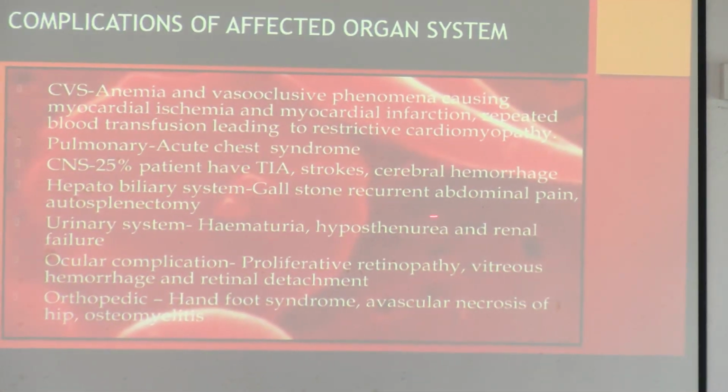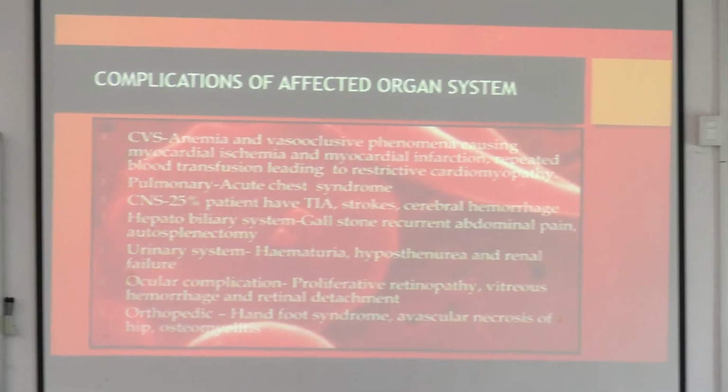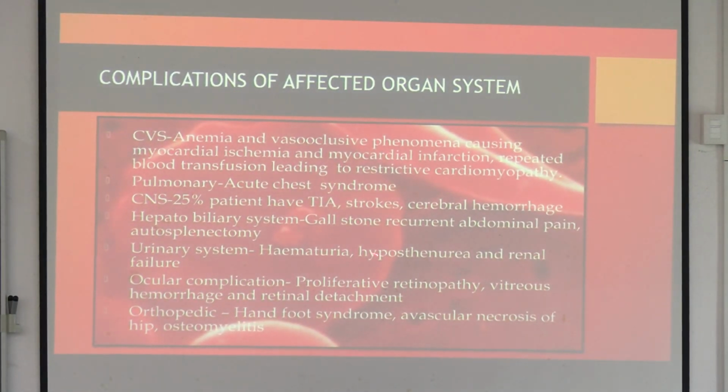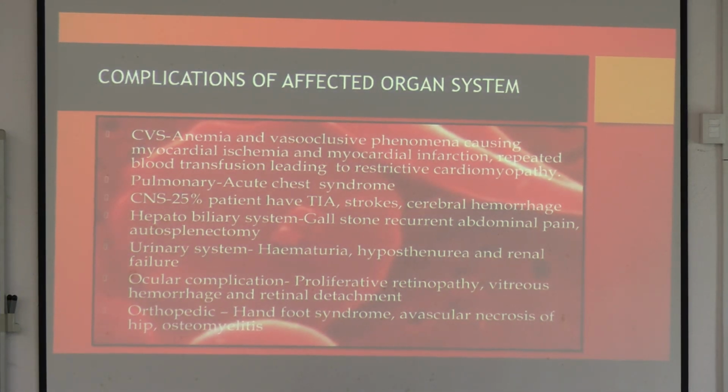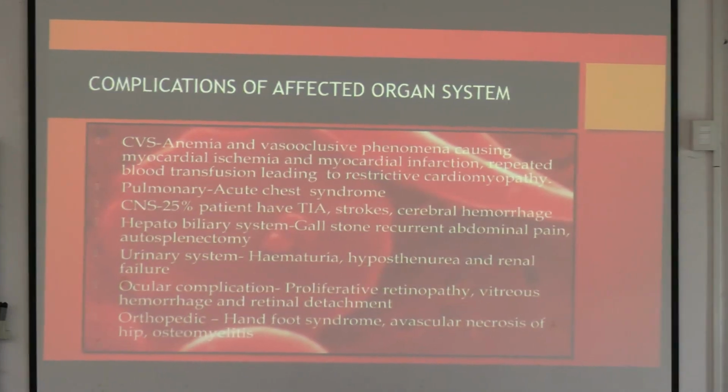সিভিএস এ কি হবে? অ্যাকিউট মায়োকার্ডিয়াল ইনফাকশন হবে, মায়োকার্ডিয়াল ইসচেমিয়া থেকে রেস্ট্রিকটিভ কার্ডিওমায়োপ্যাথি হবে। ইউরিনারি হেপাটোবিলিয়ারি সিস্টেমে কি হবে? গলস্টোন, রেকারেন্ট অ্যাবডোমিনাল পেন, অটোস্প্লিনেক্টমি। ইউরিনারি সিস্টেমে কি হবে? হাইপোস্থেনিউরিয়া, রেনাল ফেলিওর, হিমাচুরিয়া ডিউ টু হিমোলিসিস। অকুলার কমপ্লিকেশনে কি হবে? ভিট্রিয়াস হেমারেজ, প্রলিফারেটিভ রেটিনোপ্যাথি, রেটিনাল ডিট্যাচমেন্ট। অর্থোপেডিকে কি হবে? হ্যান্ড ফুট সিনড্রোম, অ্যাভাসকুলার নেক্রোসিস অফ ফিমার, অস্টিওমাইলিটিস। বোঝা যাবে?